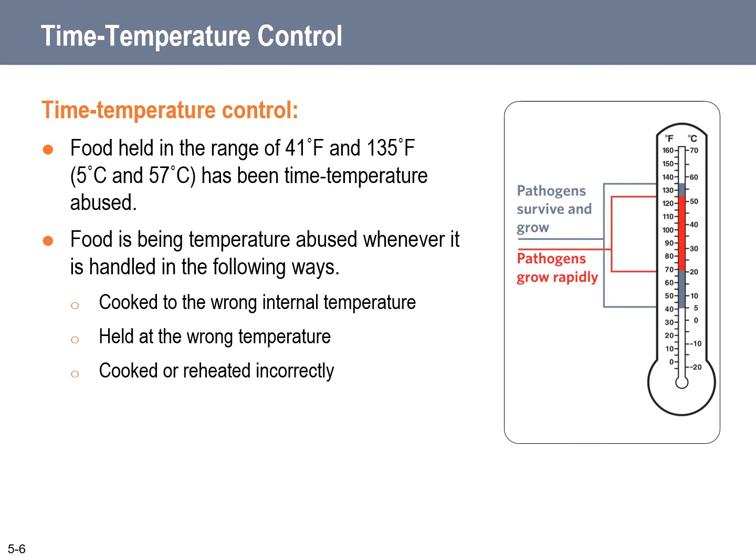Okay, so now we're going to move on to temperature control. Time temperature abuse is another major hazard in the flow of food. Remember that TCS food has been time temperature abused anytime it remains between 41 to 135, which is what?